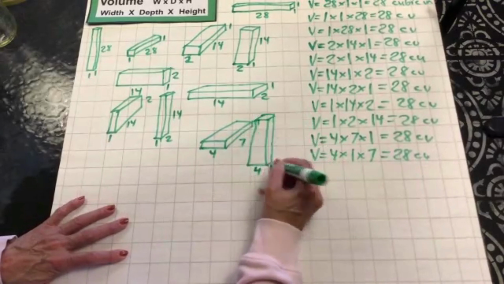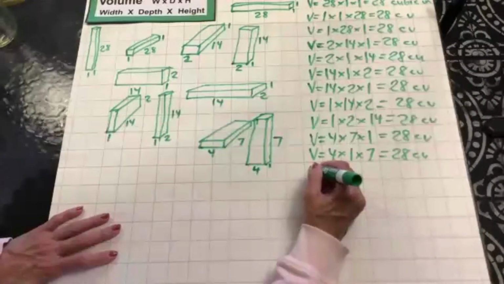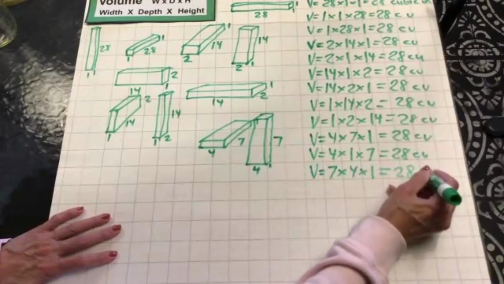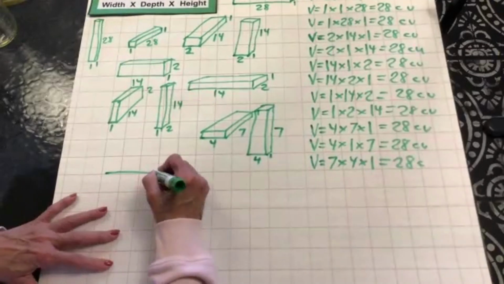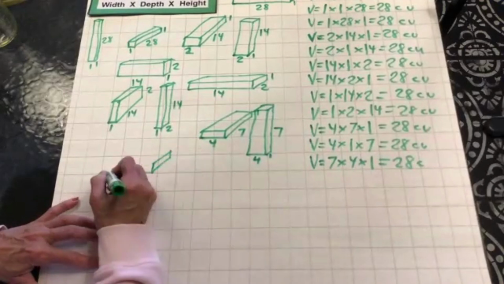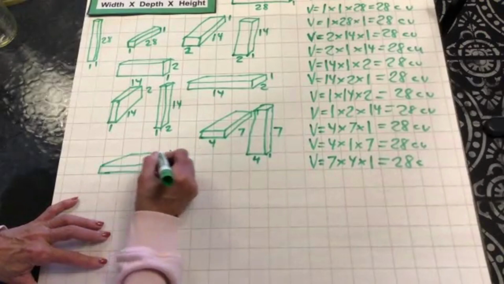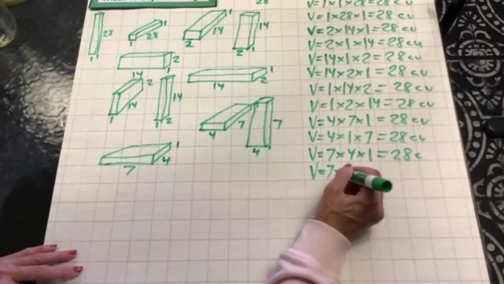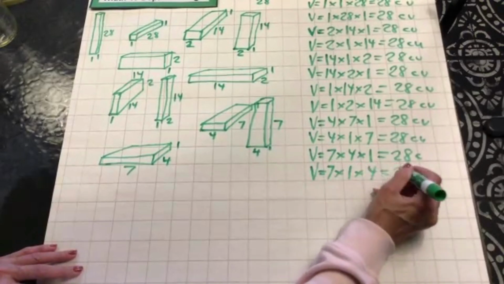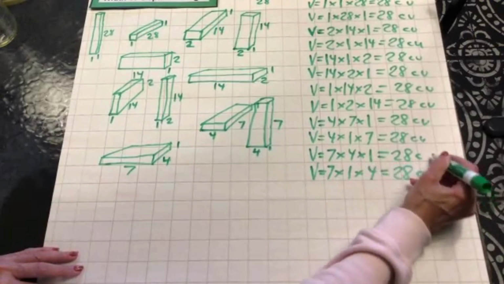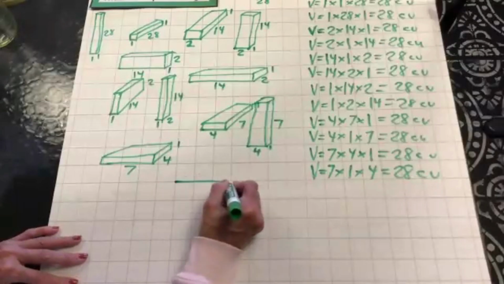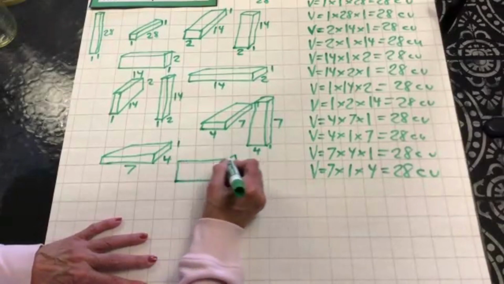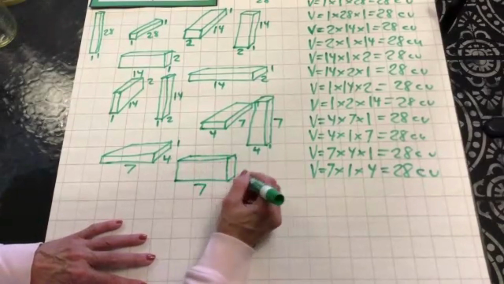So we're going to say 4 by 1 by 7. All right, then we're going to do 7 by 4 by 1. So we're talking 7 across by 4 by 1. So 7 by 4 by 1. And then we're going to do a 7 by 1 by 4. So I've got to draw that, 7 across by 1 deep by 4 tall. Looks more like this, 7 by 1 by 4.